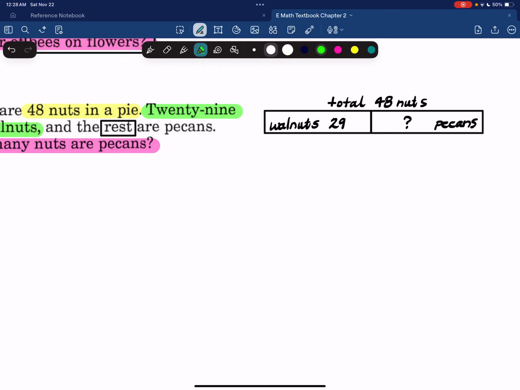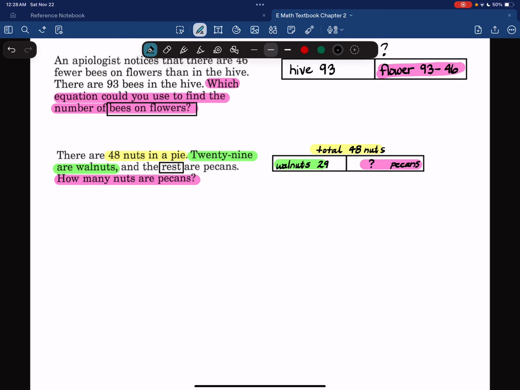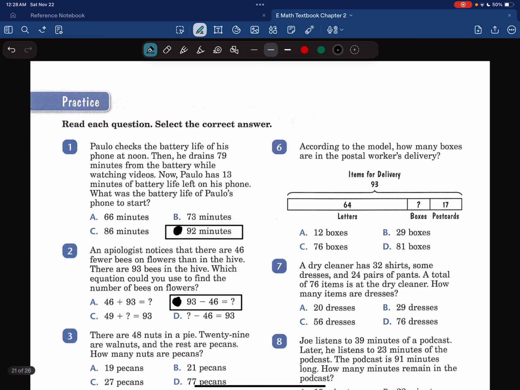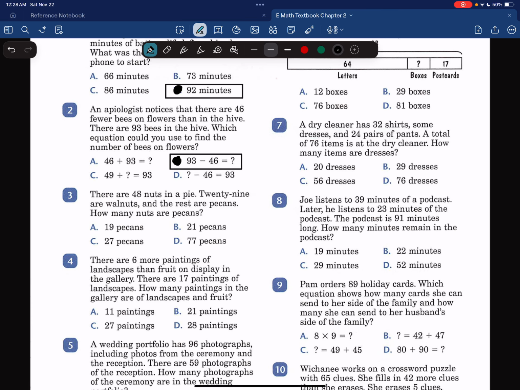So this one is a one-step problem. We don't have to do a bunch of different steps. Those are always nice. We do need to subtract. So we have 48, take away 29. So I better borrow. 18 minus 9 is 9, and 3 minus 2 is 1. That means there are 19 pecans in this pie. So I would choose answer A as in apple.